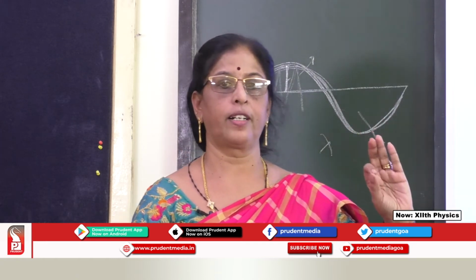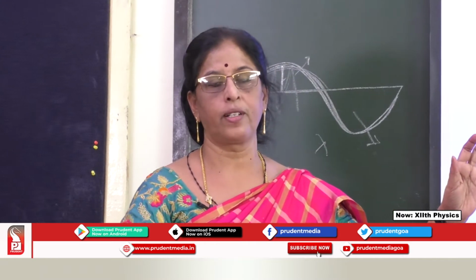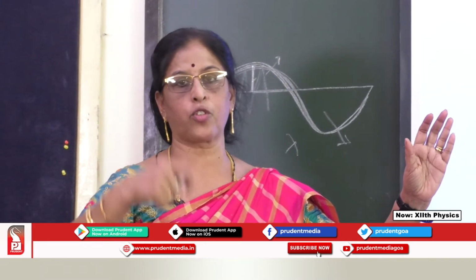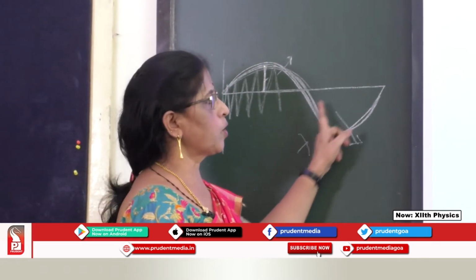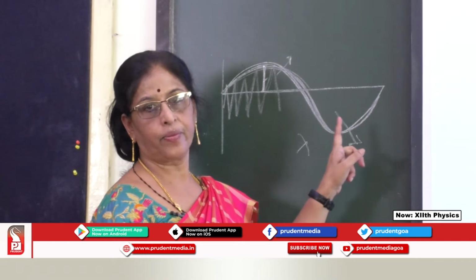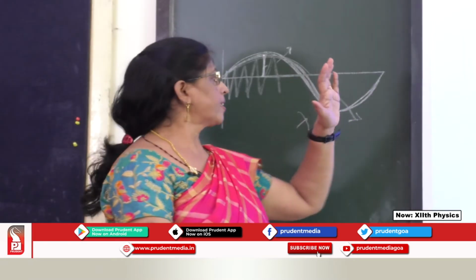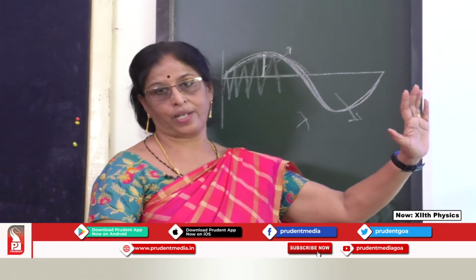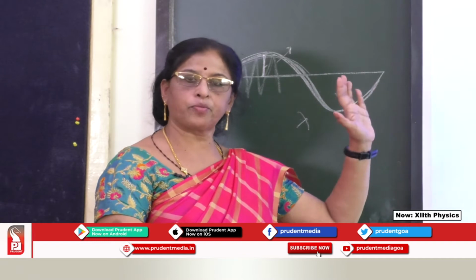Suppose you take a string, and one end of the string is attached to a fixed support. When you move the other end of the string, you can see a wave of this form. How can you describe it in two different ways? This is the top portion of the wave and this is the side view of the wave. Both correspond to one wave only.